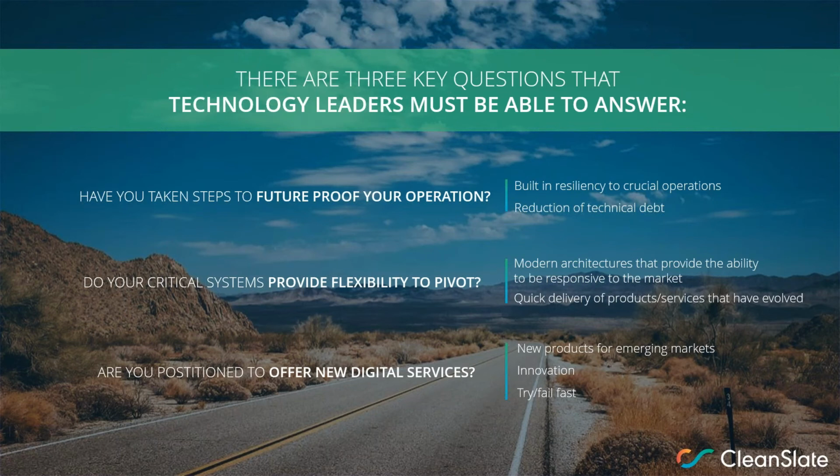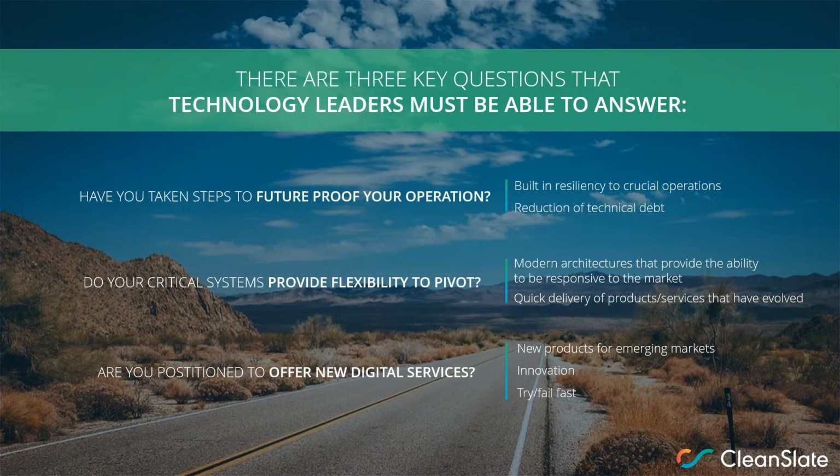The second question that we have today is around flexibility, and I mentioned this already. As the market changes, and it will change, and when it changes quickly, are the business and your critical systems in a position to flex and pivot? This relates back to modern architectures and the ability to respond quickly to the market, and then being able to introduce those things very, very quickly. Again, a major challenge for many businesses. And then finally, what about new digital services? We talked earlier in the presentation about all things going digital.